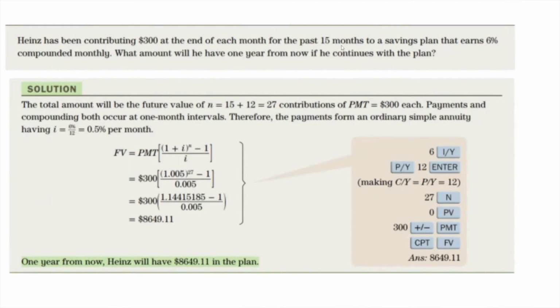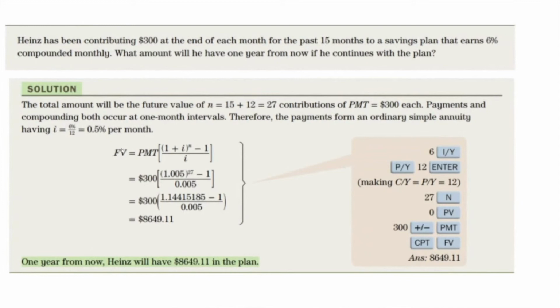And it says for the past 15 months to a savings plan that earns 6% compounded monthly. So we got monthly payments and monthly compounding. Because that's monthly, the payment stream and the compounding stream are equivalent. In other words, both are monthly. That's what we define as a simple annuity. Okay, both of those are the same. The simple annuity again uses this formula, and this is the same formula as there.